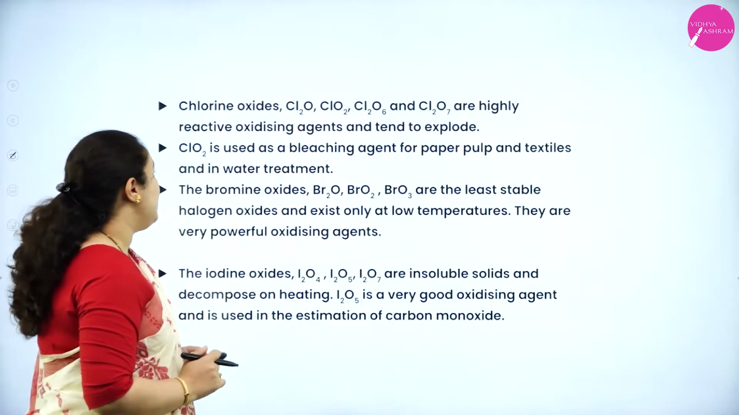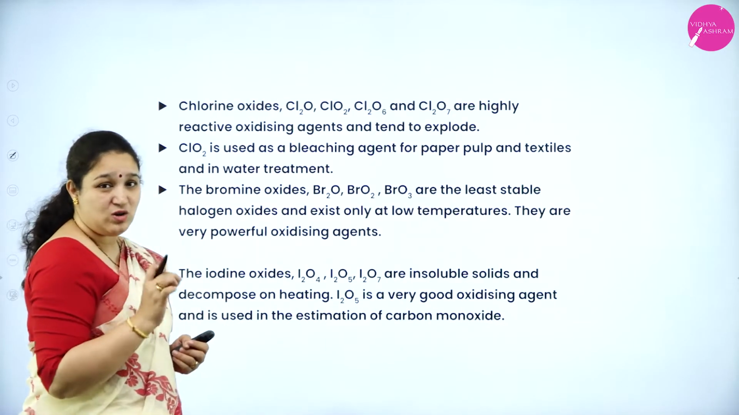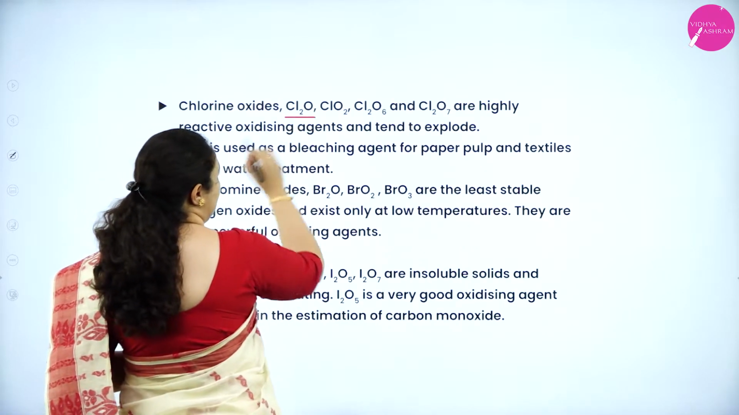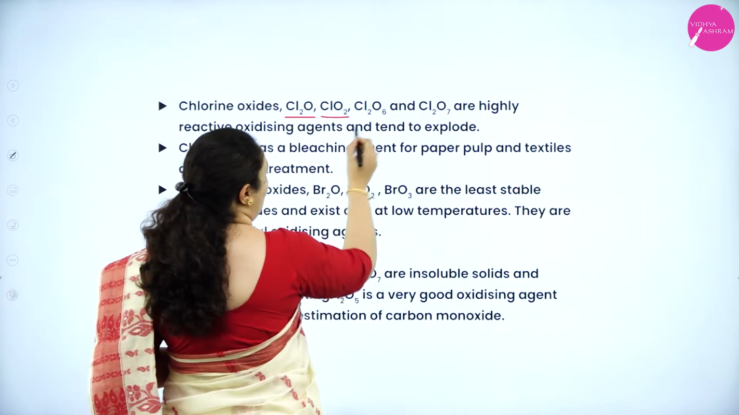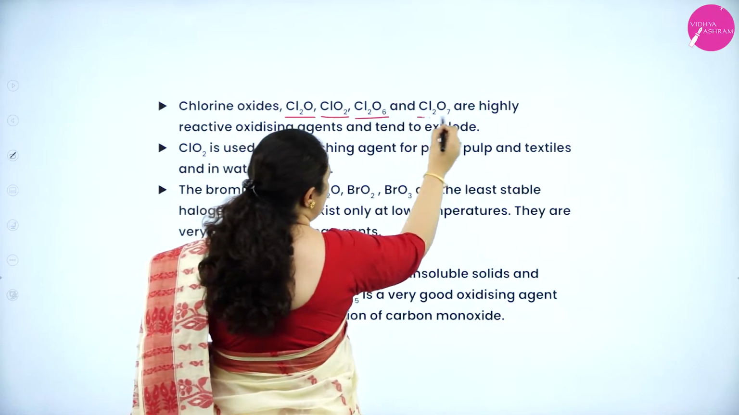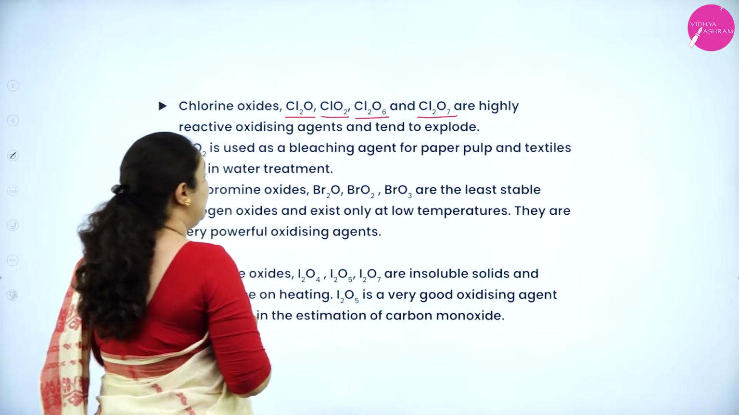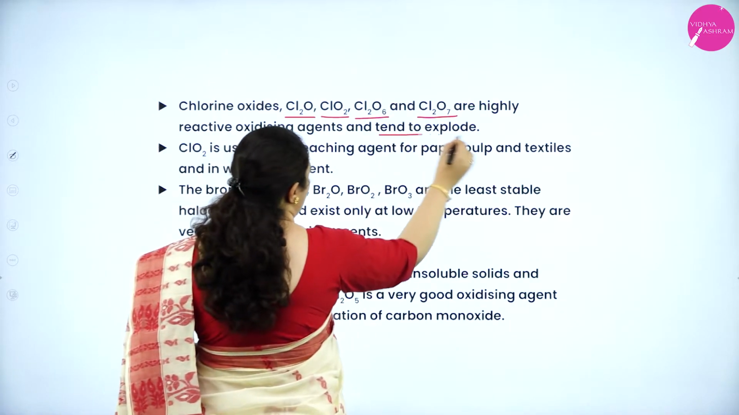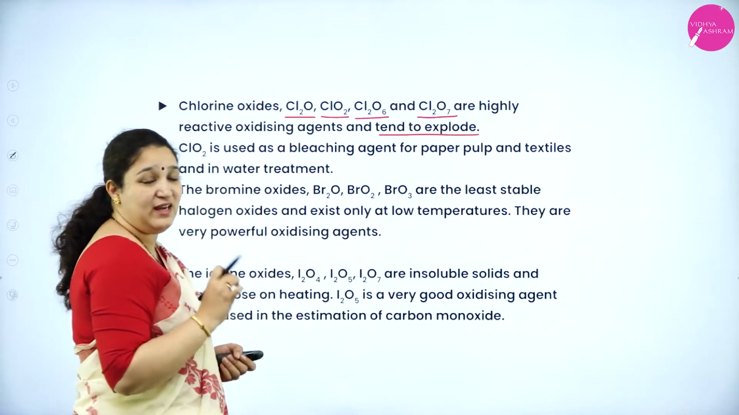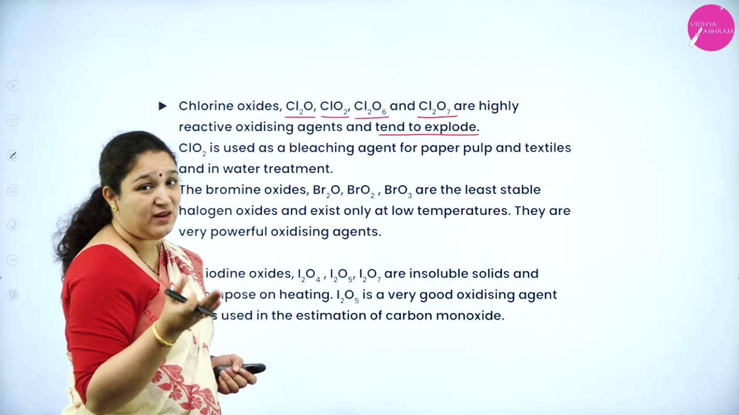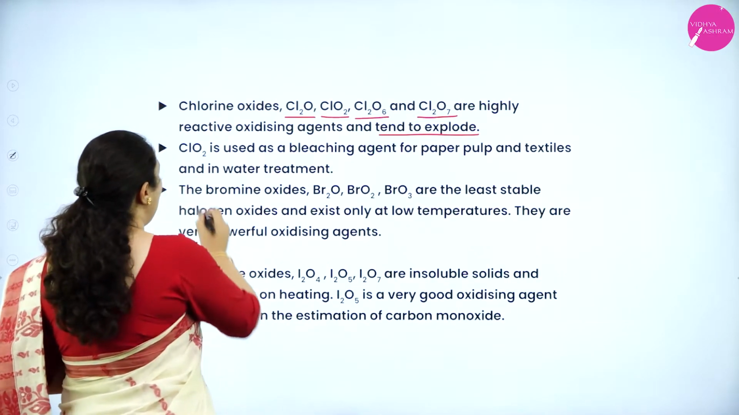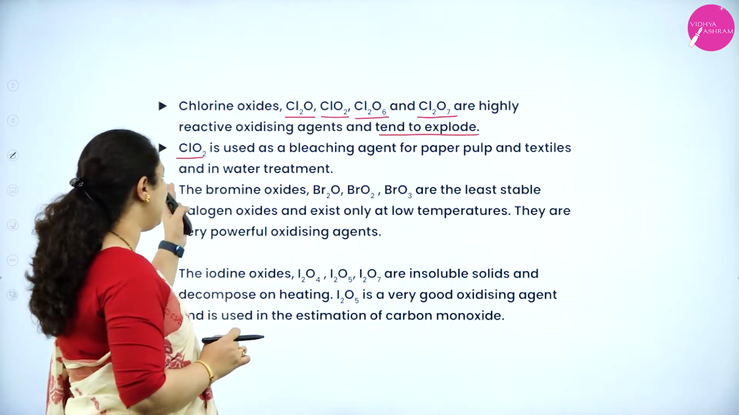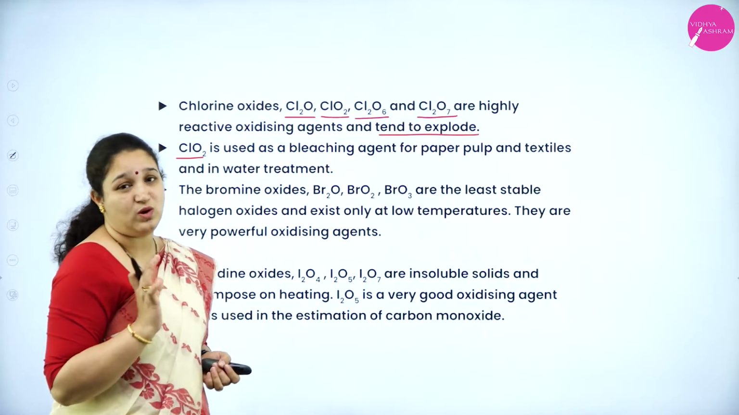Next we will see oxides of chlorine. Oxides of chlorine are of 4 types: Cl2O, ClO2, Cl2O6, Cl2O7, and they are highly reactive. They are very good oxidizing agents and they can even explode. ClO2 is used as a bleaching agent in paper pulp industries and textile industries, and also in water treatment.